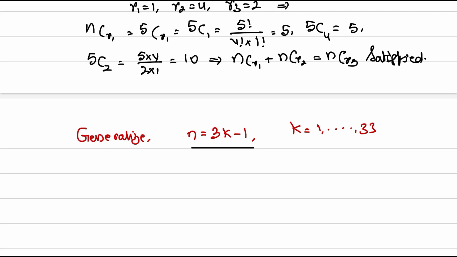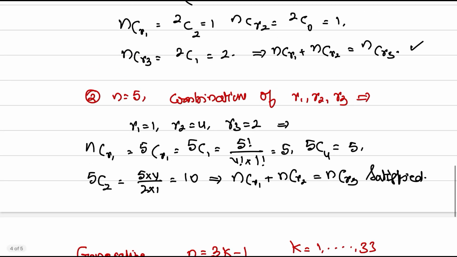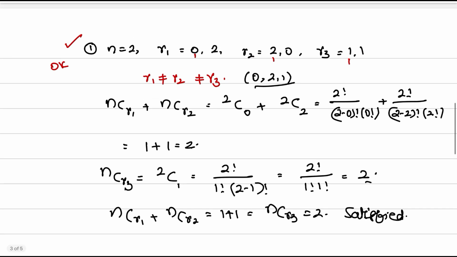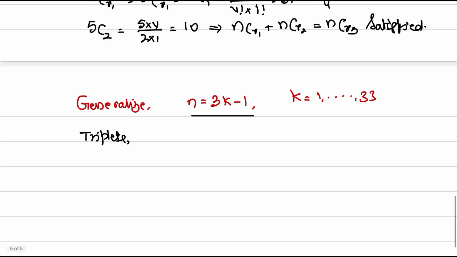When n is equal to 3k minus 1, we get all the n values. Once we have got the n values, can we get some triplets? Let's have an idea about triplets. Do you know what a triplet is? Can we get some combination of three numbers following a particular sequence? Here, when n is equal to 2, what are the R1, R2, R3 values? 0, 2, 1.